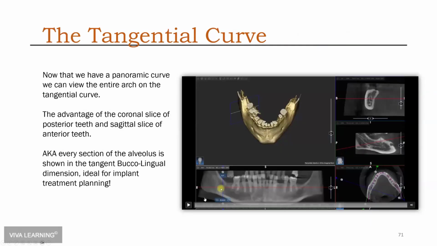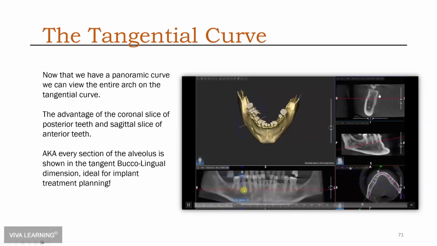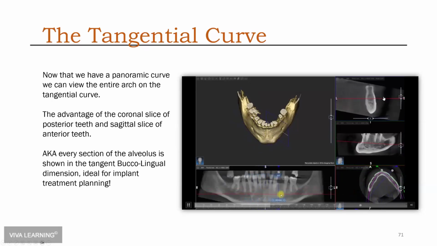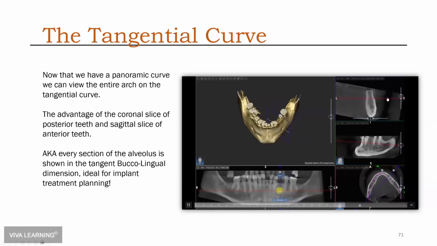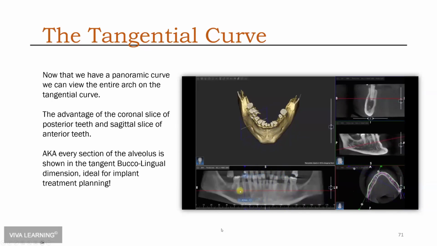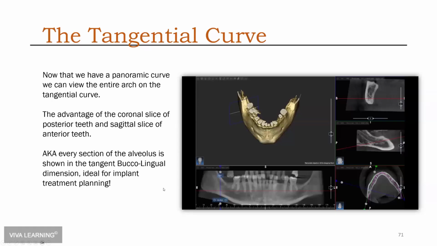Okay. So what we're going to see here is as I scroll from tooth 31 area to 18, if you focus on the top right screen, that's the one you're going to be looking at. It's the tangential curve, the cross-sectional curve, and it allows you to see every tooth in buccal-lingual dimension, which is what we're missing in every other two-dimensional x-ray. That is why for implant planning, a CT is, I think, the standard of care.